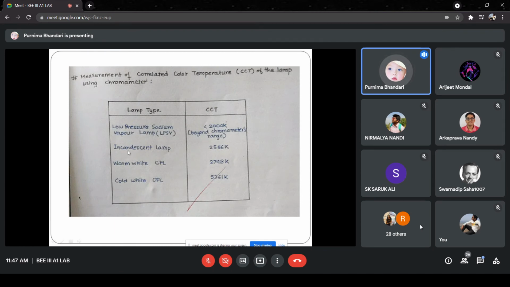And for the incandescent lamp, they have got like 2556. You can see this is near 3000 Kelvin, and if you light up the incandescent lamp or bulb, it looks yellowish. And warm white is again near 3000 Kelvin. And for the cool white CFL lamp, they got a higher CCT value, 5000 above.